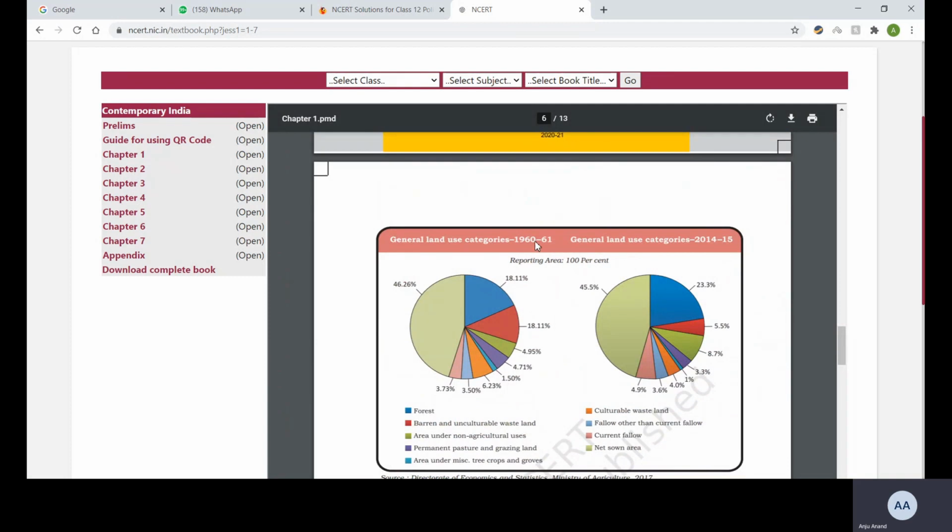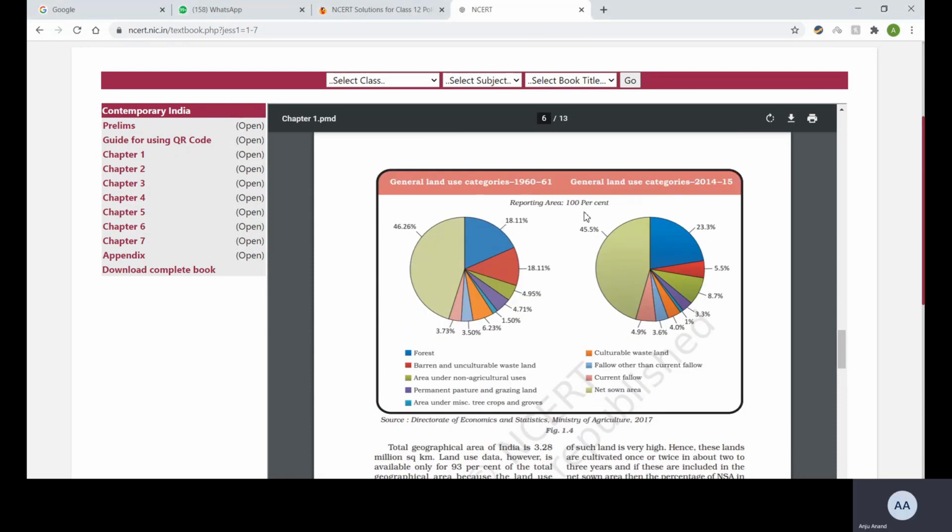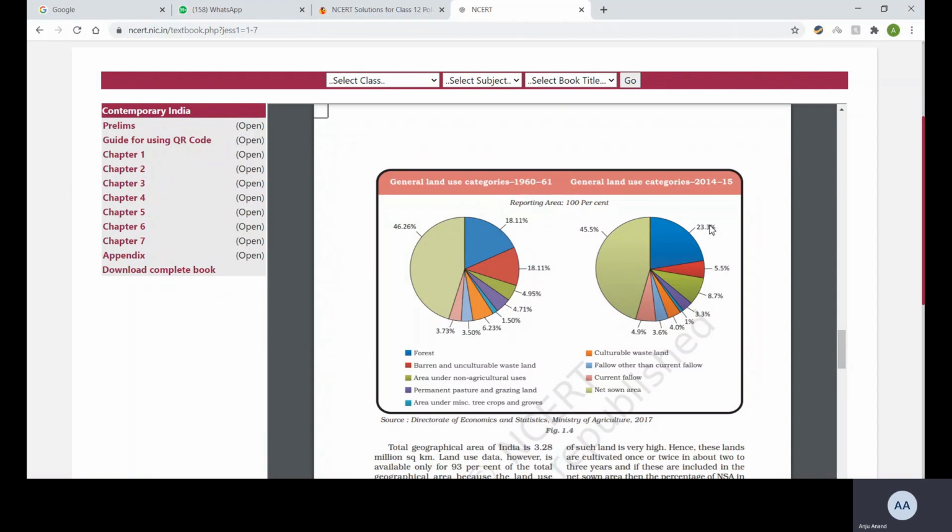Now this is the land use pattern in 2014-15, the latest, and 1960-61. In this case, nothing has to be learned, but you can be asked to identify and infer. For example, the areas where the percentage has gone down or increased, what is good, what is bad. For example, take this. This is land under forest. In 1960-61, it was only about 19% and now it has gone up to 23%. It's very, very positive. It's good.